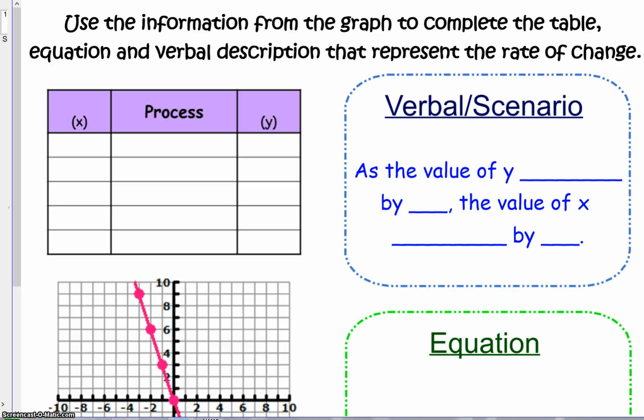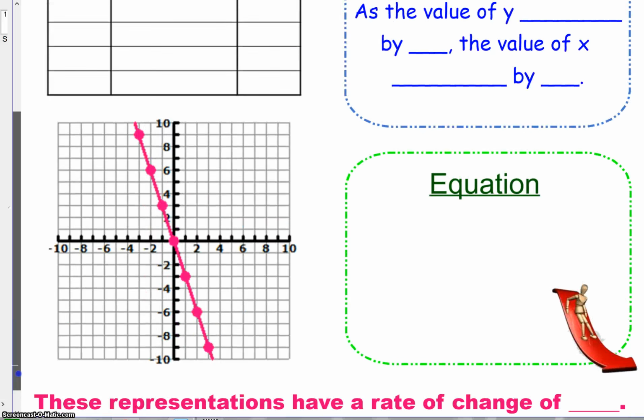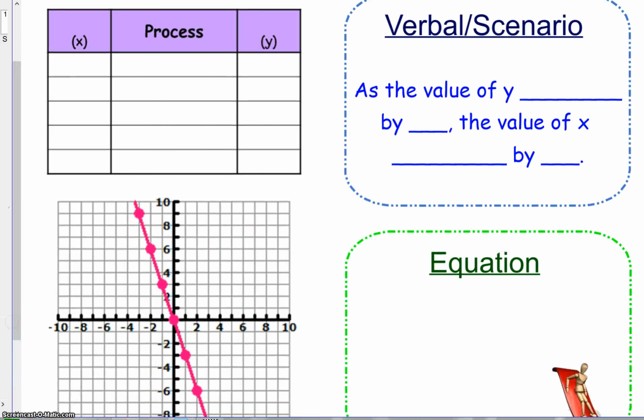Ready for another example? So use the information from the graph to complete the table, equation, and verbal description. So now we're given the graph, and we're given lots of points. So we're going to start with this one. -3, 9. Then we have -2, 6, 0, 0. And then we have 1, -3. And we have 2, -6.